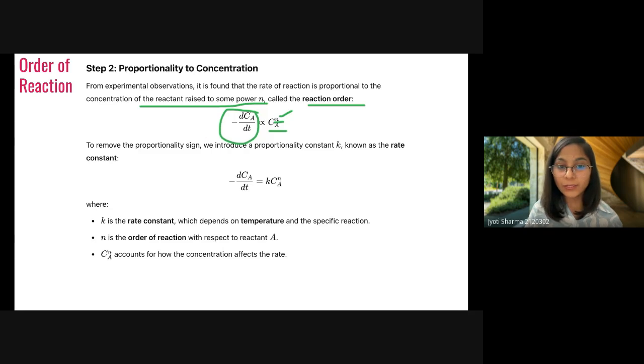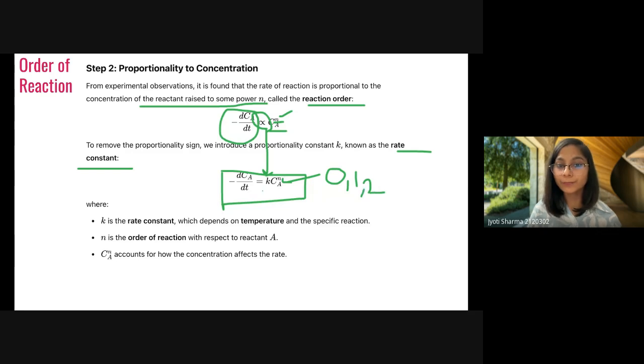Okay, and if we are removing this proportionality, then we must have some constant, and this constant is known as the rate constant. So this is the equation that will be used every time you are calculating zero order, first order, or second order. If it is a zero order, then this n value will be 0. If it is a first order reaction, then this will be 1. And if it is a second order reaction, then this will be 2. So we are just changing the value of n.